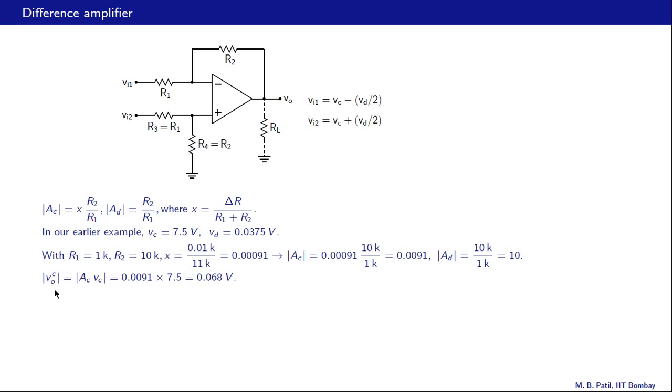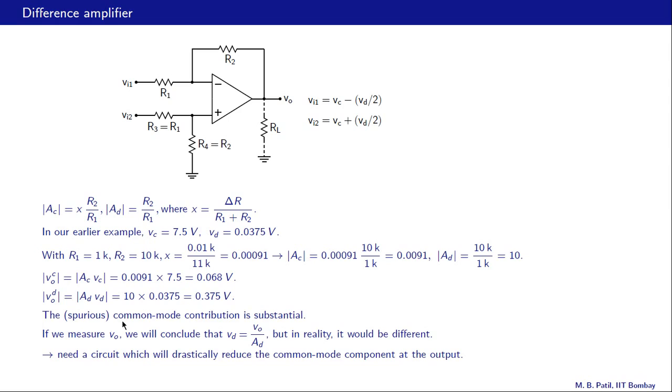Here is the common mode part, which is AC times VC, and that is 0.0091 times 7.5 or 0.068 volts, 68 millivolts. Let's look at VOD now, the differential mode part of the output voltage. That is AD times VD. So that is 10 times 0.0375, that is our VD, or 0.375 volts.